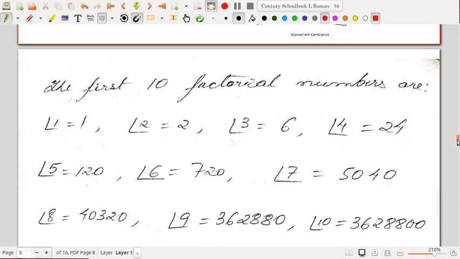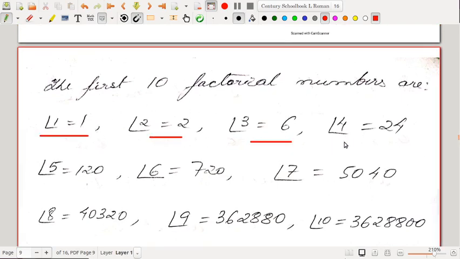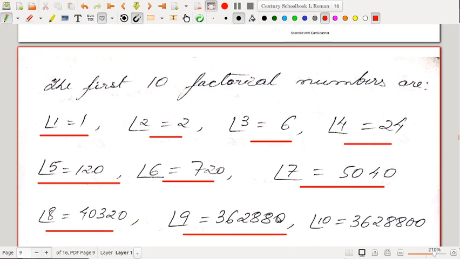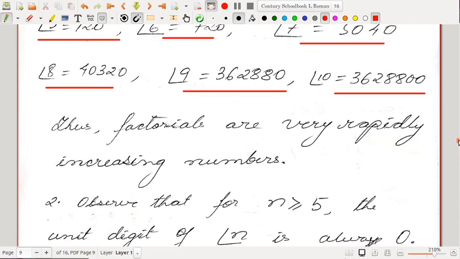Then the first 10 factorial numbers are: factorial 1 is 1, factorial 2 is 2, factorial 3 is 6, factorial 4 is 24, factorial 5 is 120, factorial 6 is 720, factorial 7 is 720 multiplied with 7, it's 5040. Factorial 8 is 40320, factorial 9 is 362880, and factorial 10 is already 36 lakh something. Thus factorials are very rapidly increasing numbers.